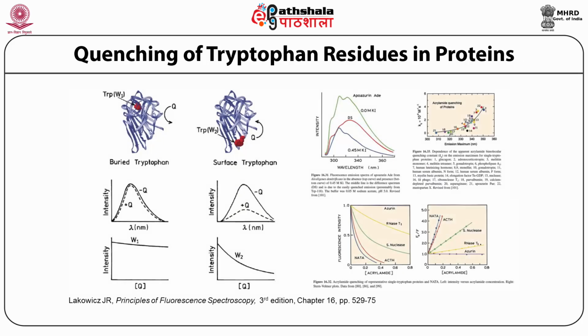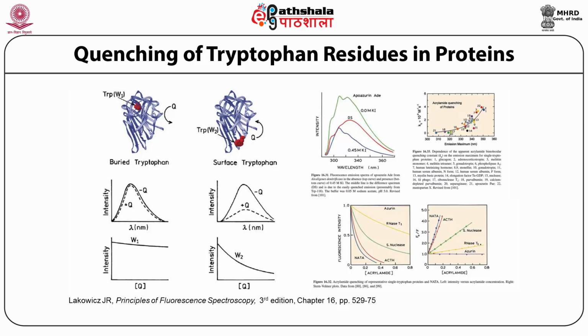I try to show the quenching of tryptophan residues in the protein. You can see that tryptophan 1 and tryptophan 2, one is buried and one is exposed, so they both have different spectra. It is taken by site-directed mutagenesis, and the surface tryptophan shows very high quenching as compared to the buried tryptophan. This is the lower panel.